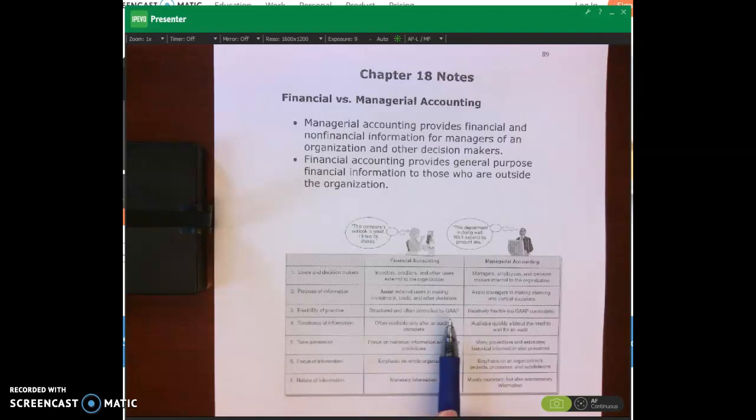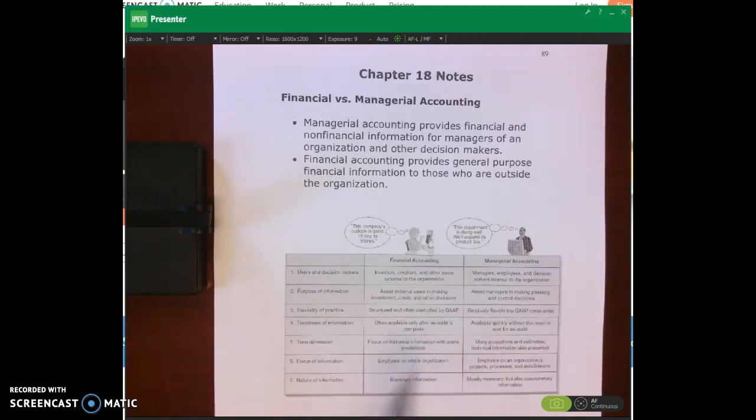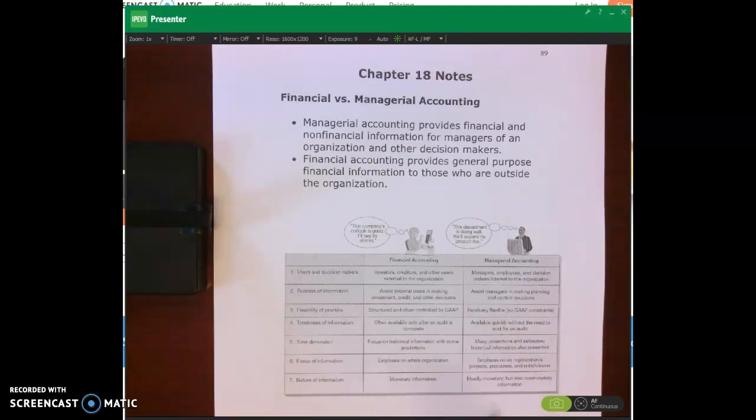In terms of our flexibility of practice with financial accounting, we have to follow generally accepted accounting principles, GAAP. And when we look at managerial accounting, there is some flexibility with reference to GAAP. In terms of the timeliness, financial accounting tends to be lagging information. It's after the audit. With managerial accounting, we're looking for more forward-thinking information, and it can be done quickly. We might be able to pull the information pretty quickly from our internal information systems.